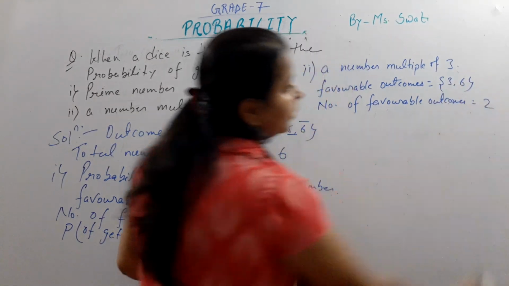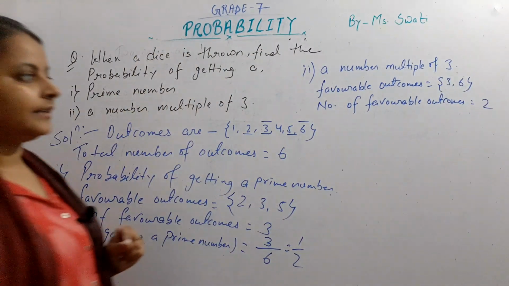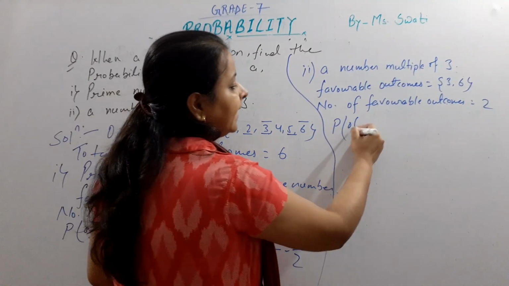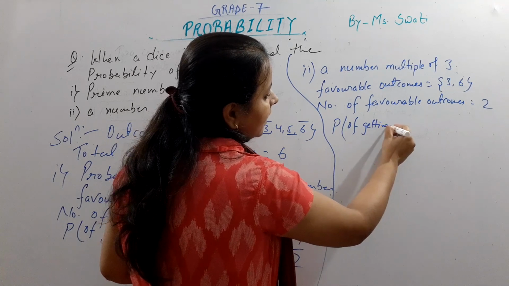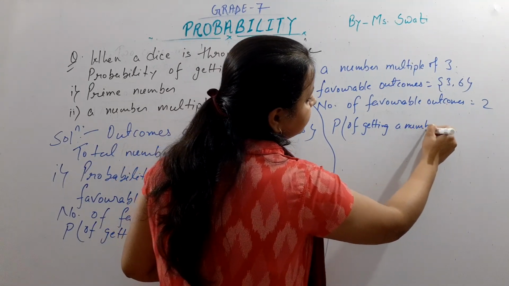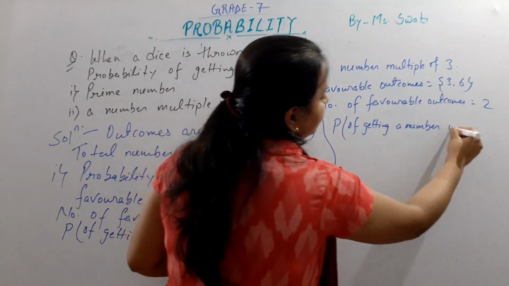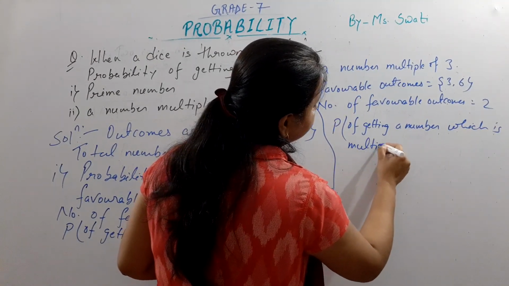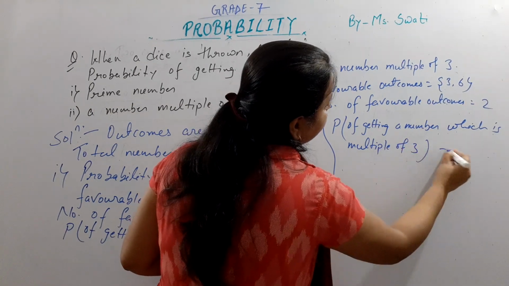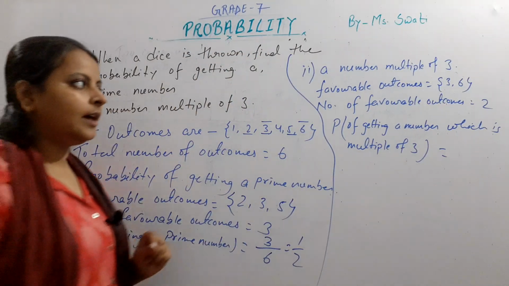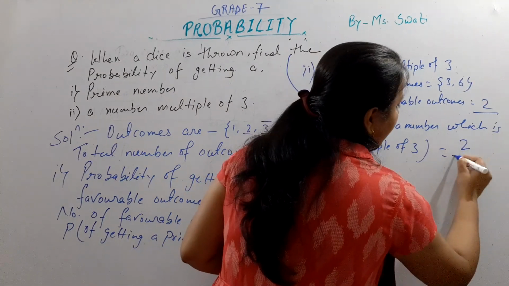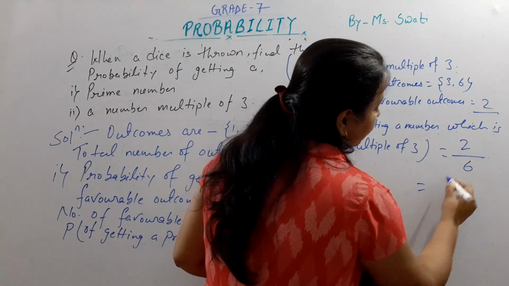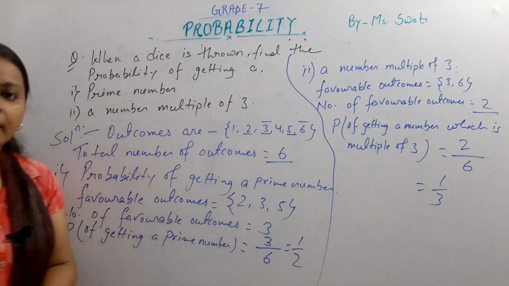So number of favorable outcomes here, 1, 2. Now what we have to find out? We have to find out probability of getting a number which is multiple of 3. That is number of favorable outcomes, 2, by total number of outcomes, that is 6. So 2 by 6 becomes 1 by 3.